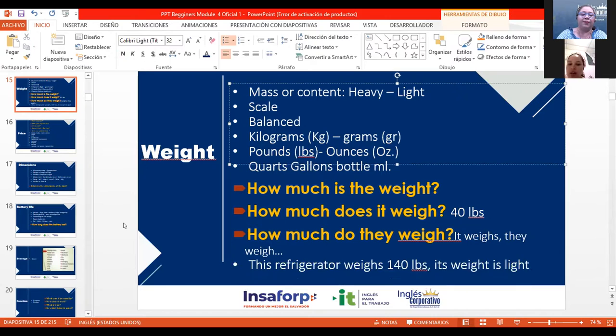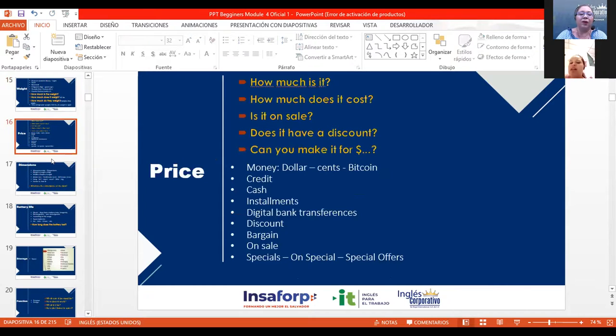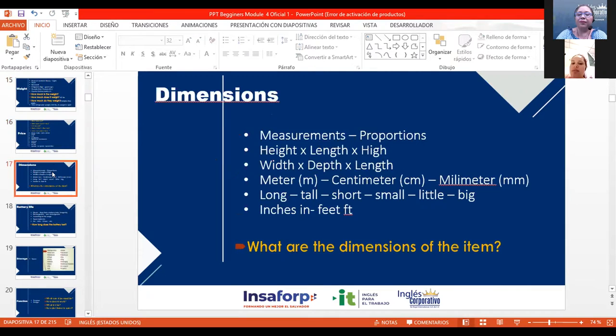A ver, del precio, ya estamos bien. Sí, el precio, sí. Ok, dimensions. Ese sí. What are the dimensions of the item? Ok, ahí nos van a decir por pulgadas.